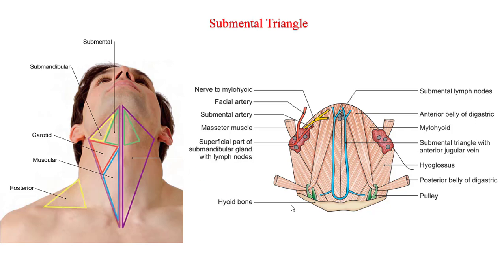This submental triangle is bordered laterally by the two anterior bellies of the digastric muscles and inferiorly by the hyoid bone. The body of the hyoid bone forms the triangle's base, the apex of the triangle points toward the mandibular symphysis, and the floor is formed by the mylohyoid muscle. The submental triangle is very small and contains small veins such as the submental veins that drain to the anterior jugular vein, and the structures found in the triangle include the submental lymph nodes.